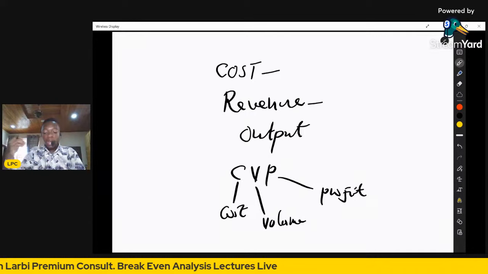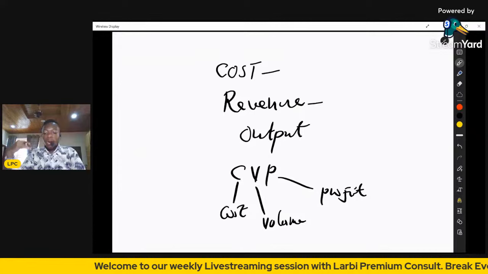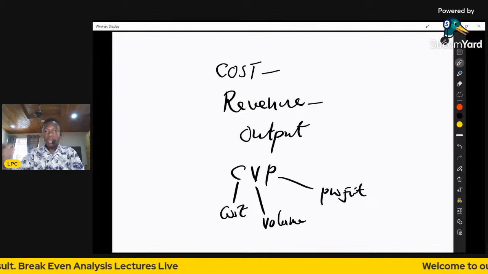So once you have understood that break-even analysis is all about cost, revenue, and output, then what is the cost, what is the revenue, what is the output? That's what we need to understand going forward. So let's start nice and slowly by looking at what is a cost, what is a revenue, and what is an output. That is what we want to know. So what is a cost?